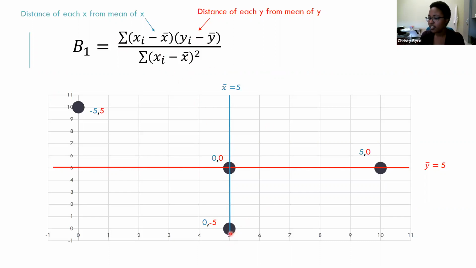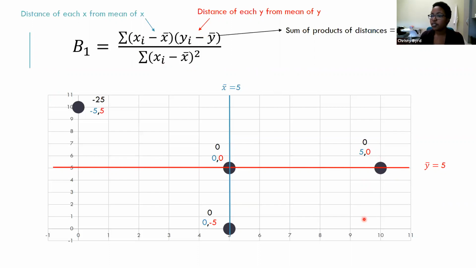And then for this student down here, they watched 5 hours of TV, which was the mean, so their distance is 0 for TV, but their quiz score was 0, so they were 5 below the average, so they get a -5. And then for this student, they watched 10 hours of TV, so they were 5 more than the average. That's their distance for x. And then for their quiz score, they got a 5, which was the average. So they have a 0 for the distance from y.